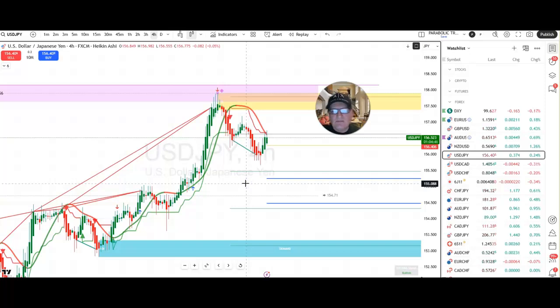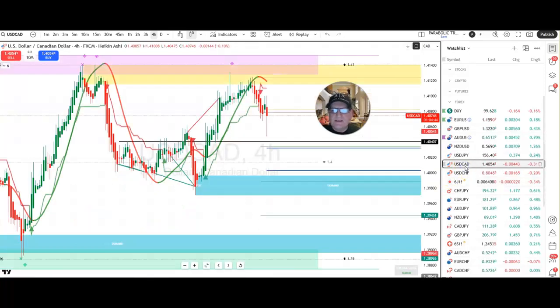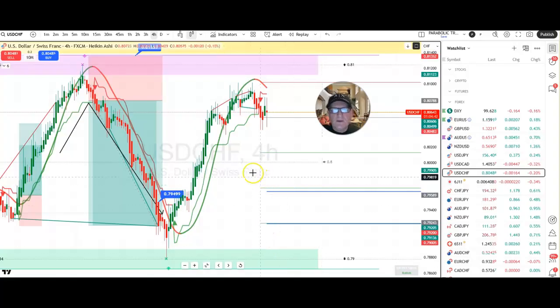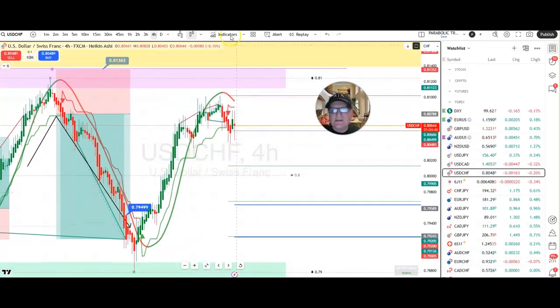US yen looking pretty mixed. In fact, the yens are all looking a bit mixed at the moment. US Swiss has changed character, of course, because the dollar is weakening, and so this is highly likely to follow into this kind of area here. So selling US Swiss. But if you're long Euro dollar, you don't need to be short the US Swiss. They do exactly the opposite.